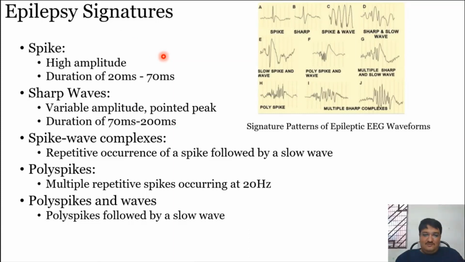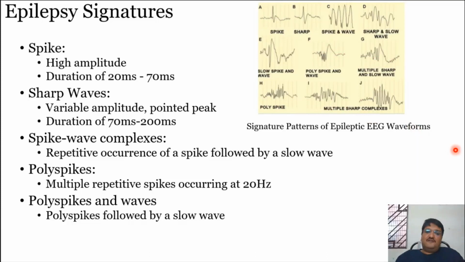So what do we see in a particular EEG waveform? This is the main component. The A part is your spike. B part is your sharp. C part is spike and wave, so a small spike is shown along with the wave. D part is sharp and slow wave. E part is slow spike and wave. Here it's a poly spike, where the same spike occurs multiple times followed by waves. Again, multiple sharp and slow wave, poly spike, multiple sharp combination.